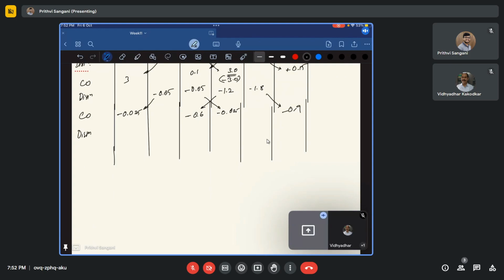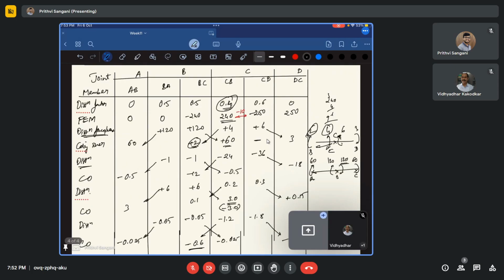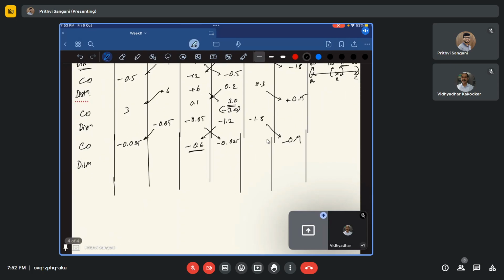How much is distributed again? So now we have minus 0.6 and minus 0.025. Okay, we have a moment at B in BC as minus 0.6. So we need to apply plus 0.6 externally. So if we are applying plus 0.6 externally, the distributed moments will be 0.3 and 0.3 here. Okay, and when you have minus 0.025 here, right? So if you have minus 0.025, you need to apply plus 0.025.